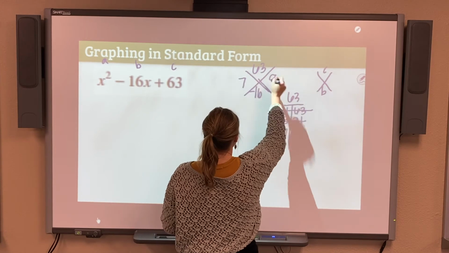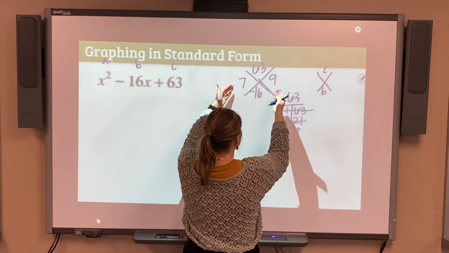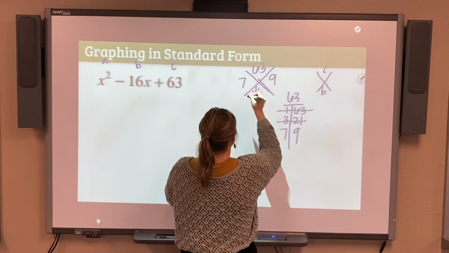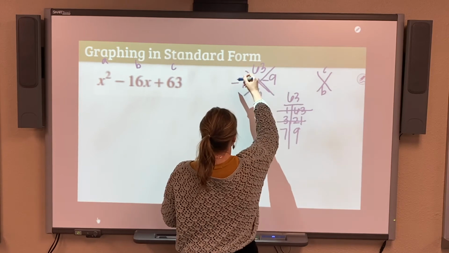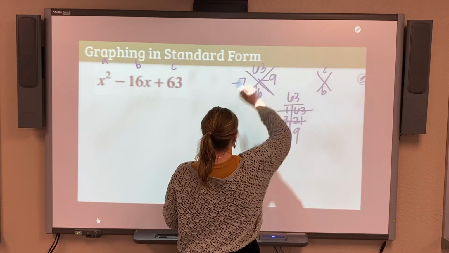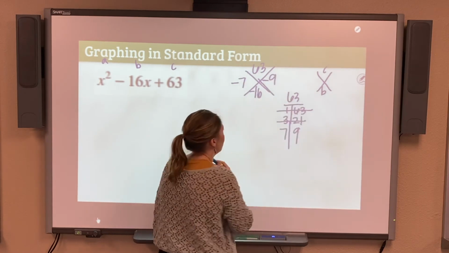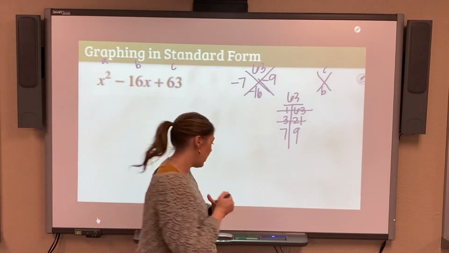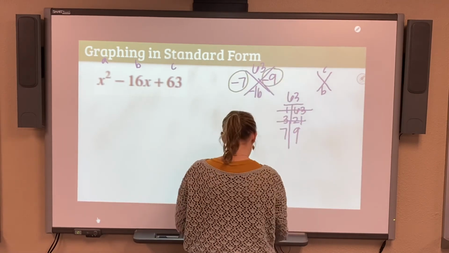So 7 times 9 gives us a positive 63. However, if we add 7 plus 9, that doesn't give us a negative. So both of these numbers need to be negative, okay? Negative 7 times a negative 9 gives us the positive 63. Negative 7 plus negative 9 gives us the negative 16, okay? So now we have our two sides that we are going to enter in, okay?